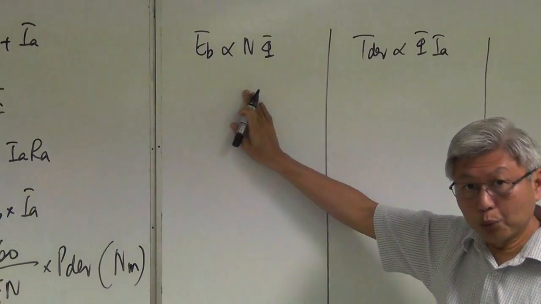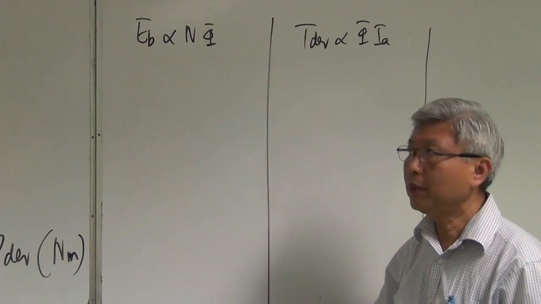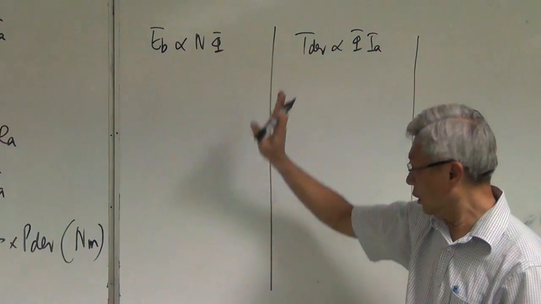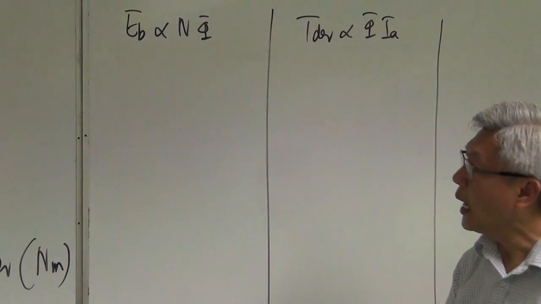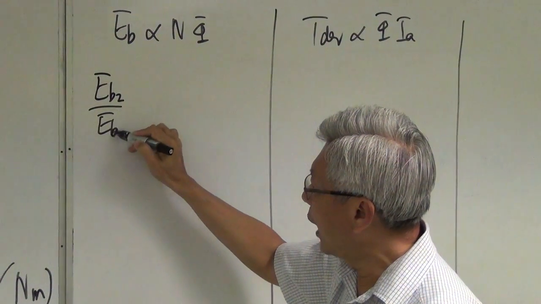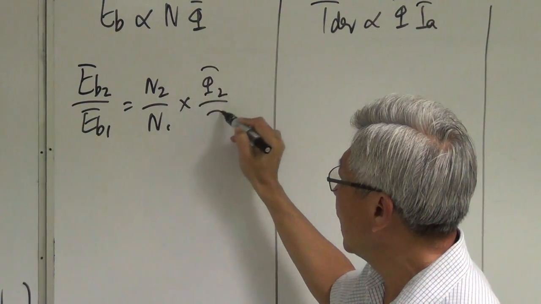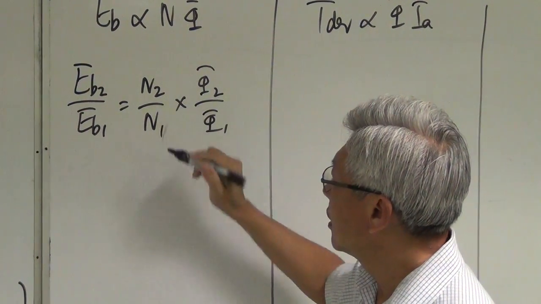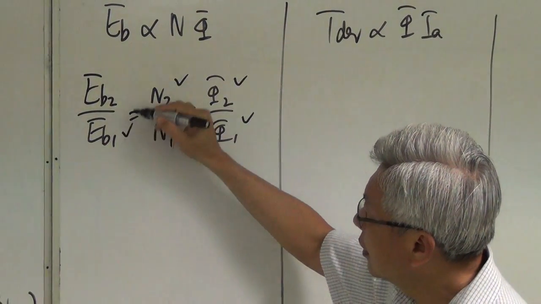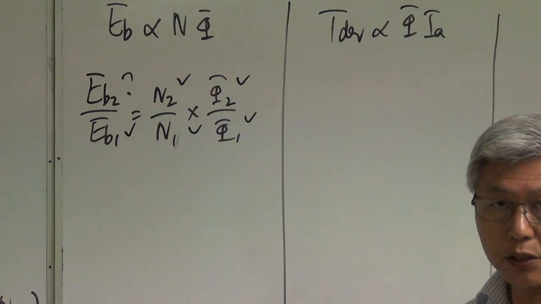Now, we only have these two proportional relationships. You must not create anything on your own. In a common test, when we were marking the question, many students actually created their own things. No, you only have these two. What it means is that you can have EB2 over EB1 equal to N2 over N1 times flux 2 over flux 1. So in other words, if you know the unknowns, you can find the one that is left unsolved.